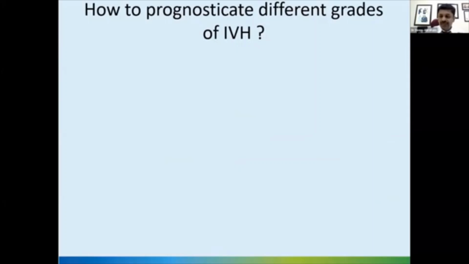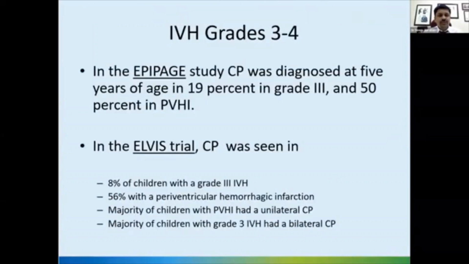So coming to the next point, how do we prognosticate the outcome of the different grades? The prognosis is more well defined and more unanimous in the studies in the later, like severe bleeds, grade 3, grade 4 bleeds. In the EPIPHASE study from France, which was done much earlier, in grade 3 hemorrhage, the incidence of cerebral palsy was around 20% and around 50% in grade 4 bleed.